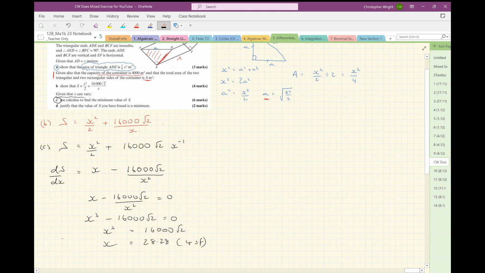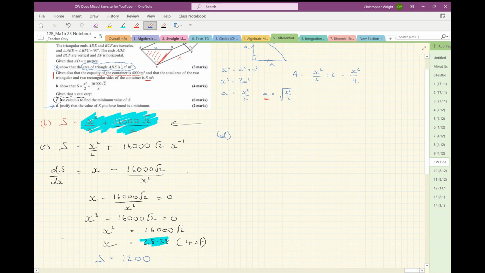So now I'm going to need to find S when x is equal to that. I've got this formula for S up here, of course. So I simply need to substitute x is 28.28 into this formula. And if you do that carefully, you will find that the value of S when x is 28.28, but make sure you use the whole number, is 1200 square meters. And that is the minimum value of S. Well, we think it's the minimum. In part D, it asks us to justify the value of S you have found to show it is the minimum.